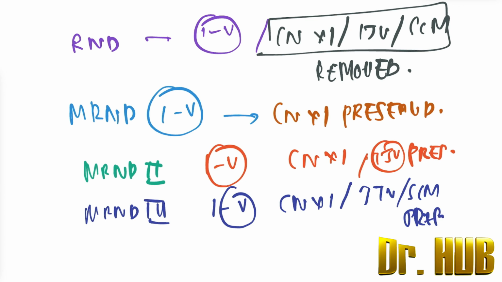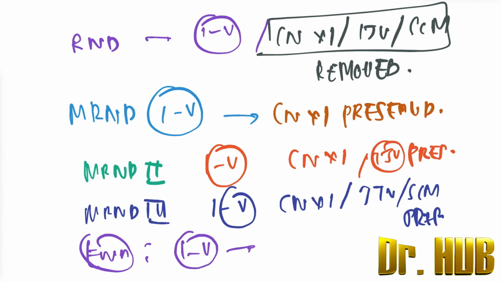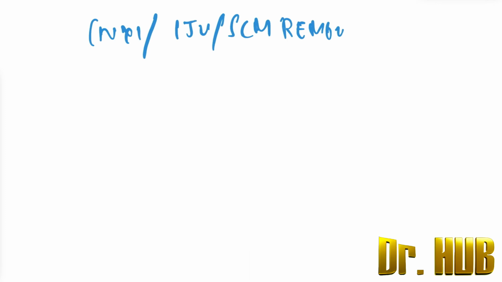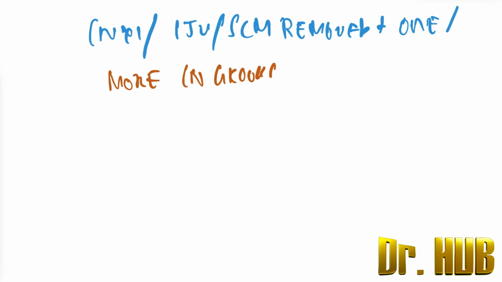Next we look at the END, the extended neck dissection. Under the END it is again 1 to 5, and here it includes the CN11, the IJV and the SCM, so they are removed, plus more lymph node groups and non-lymphatic structures.